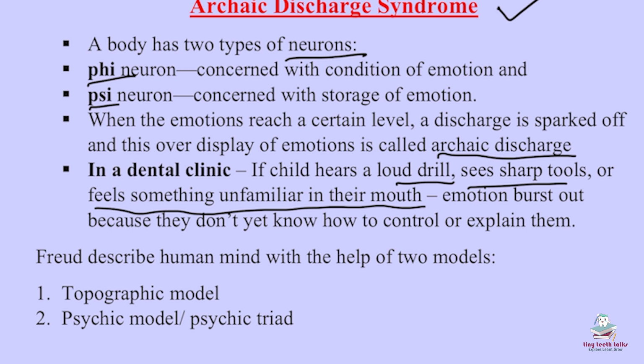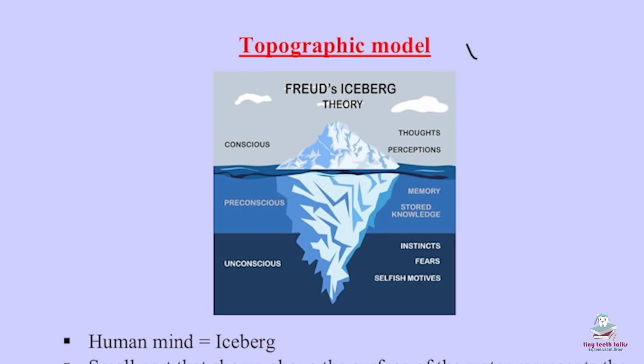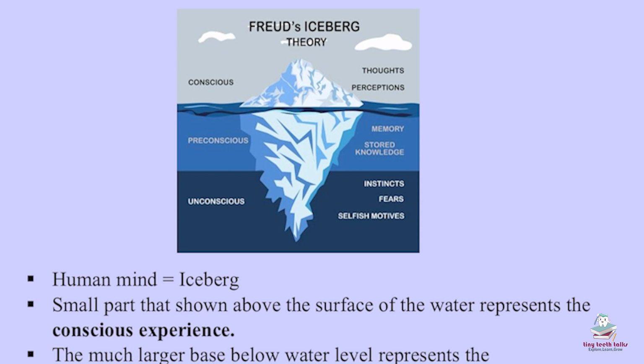Now, Freud described the human mind with the help of two models, one the topographic model and the second the structural model or psychic triad. So, coming to the topographic model. Freud compared the human mind to an iceberg.